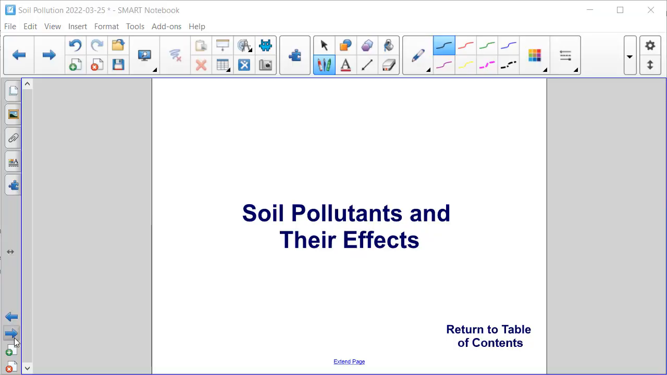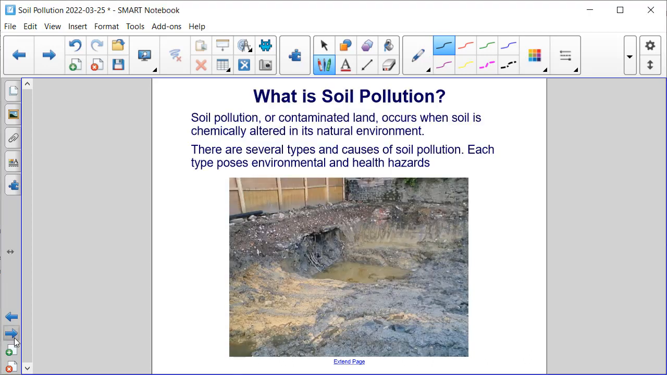In this section, we're going to discuss soil pollutants and their effects. What is soil pollution? Soil pollution, or contaminated land, occurs when soil is chemically altered in its natural environment. There are several types and causes of soil pollution. Each type poses environmental and health hazards.